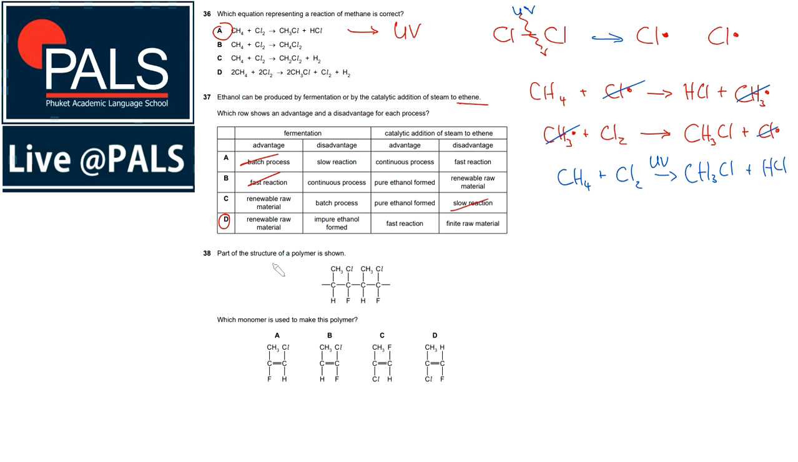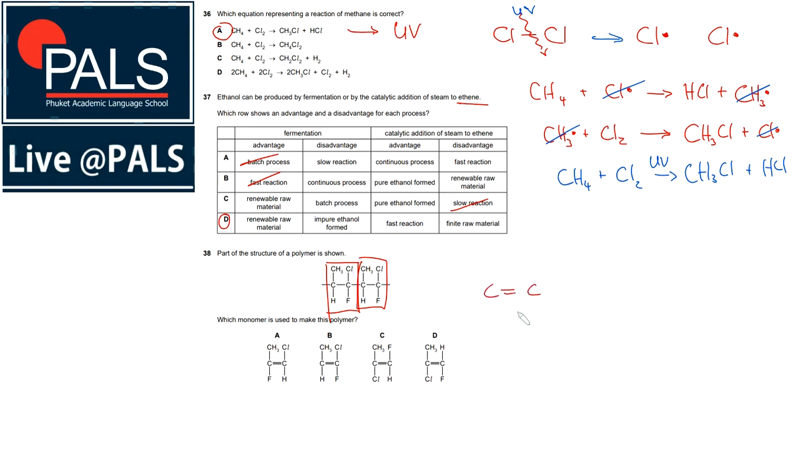Part of the structure of a polymer is shown. Which monomer is used to make this polymer? So if you have a question like this, you basically divide these always up into units of 2 carbons next to each other, because these are the 2 carbons that had a double bond previously between them.